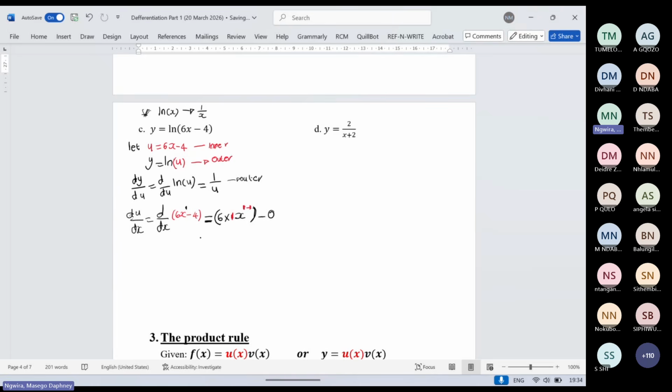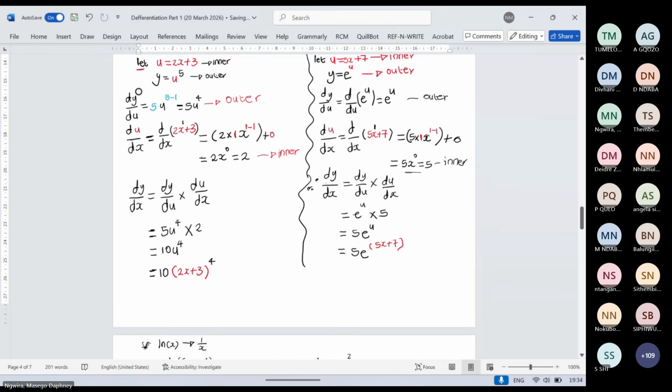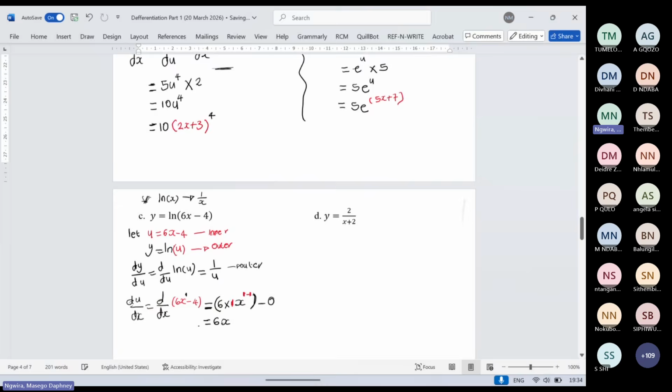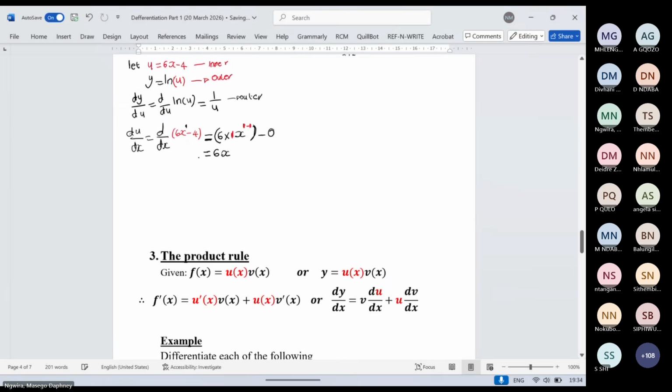And then this will be equal to 6, then x to the power of 0. I am doing the same thing that I've been doing. Nothing has changed. We're doing the same thing over and over again. So this will be to the power of 0, then minus 0. I don't need to write the minus 0. So this is 6.